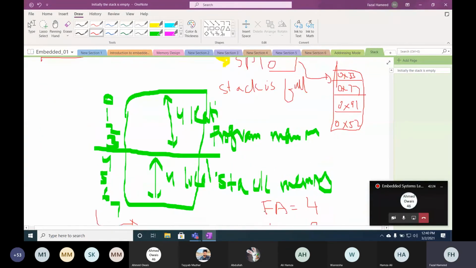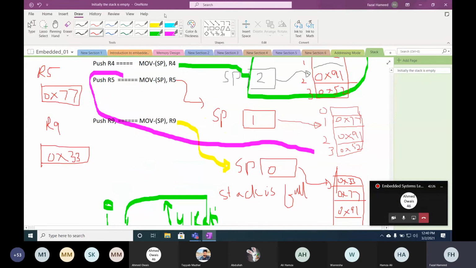Okay. Now if you want to pop, if we say pop R0, this is equivalent to move. So which addressing mode will you use? Register indirect with post increment. Now register will be source or destination? In pop, the register will be destination.